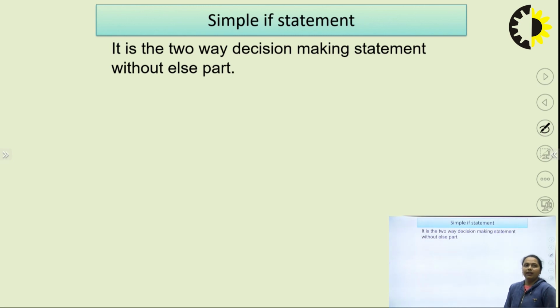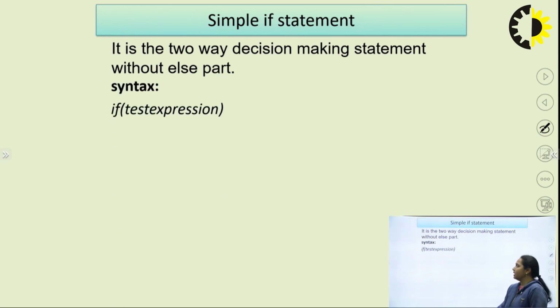So first of all we will discuss the simple if statement. What is the meaning of if? If this condition is true, perform a certain task, otherwise not. So it is a two-way decision making statement in which we do not have an else part. If the condition is true, certain steps are executed, but if the condition is false, nothing will get executed. The normal sequence of the program will continue.